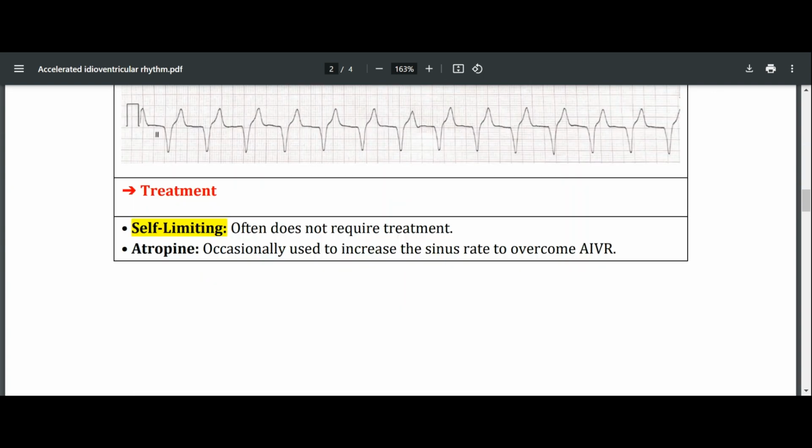How do we treat it? Basically, this is a self-limiting condition. We just have to monitor, and it doesn't require any treatment. But occasionally we need atropine to increase the sinus rate, the SA node rate, to overcome this rhythm.